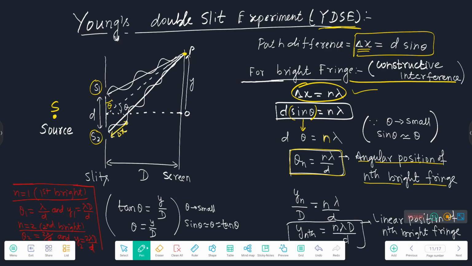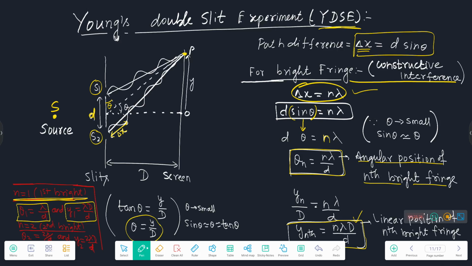And theta, if you check in the picture, comes to y by D, where capital D is the distance between the slits and the screen. If I substitute that, I get y_n, the position of the nth bright fringe, which is n lambda D by small d. If I consider n equal to 1, that is the first bright fringe, so theta 1 is lambda by small d and y1 equals lambda D by small d. Small d is the distance between the two slits.